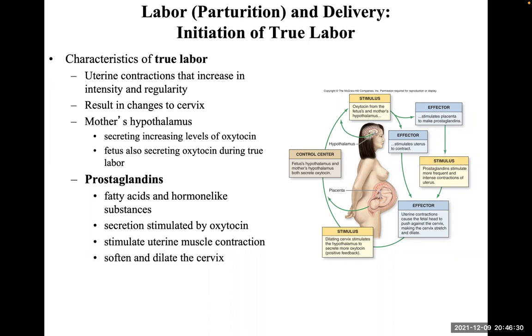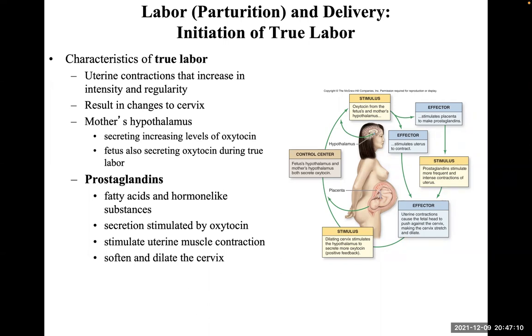So in the context of delivery, you start with the control center. The control center is going to be the hypothalamus, both for the fetus and for the pregnant woman. And when a woman is ready to deliver, the hypothalamus of the fetus and the hypothalamus of the pregnant woman start to secrete oxytocin, right? That oxytocin causes the uterus to contract, and it also stimulates the placenta to secrete prostaglandins, which are a class of what we call eicosanoids, which are locally acting hormones.